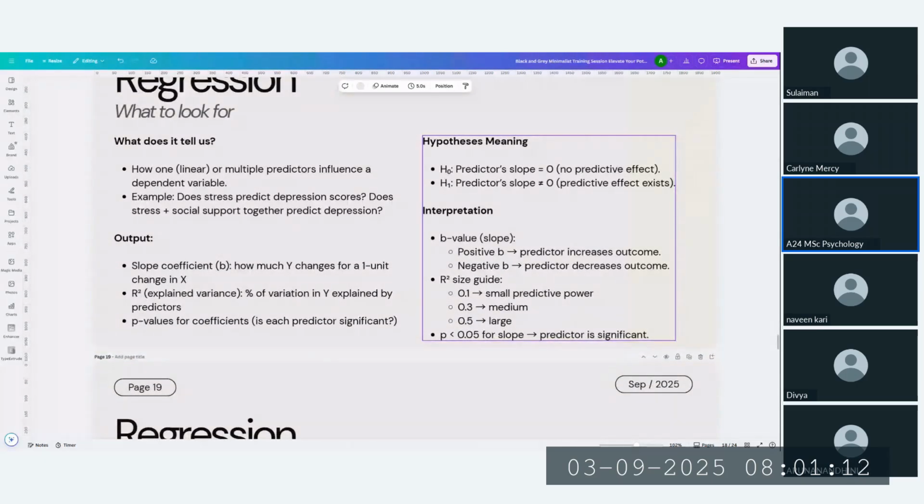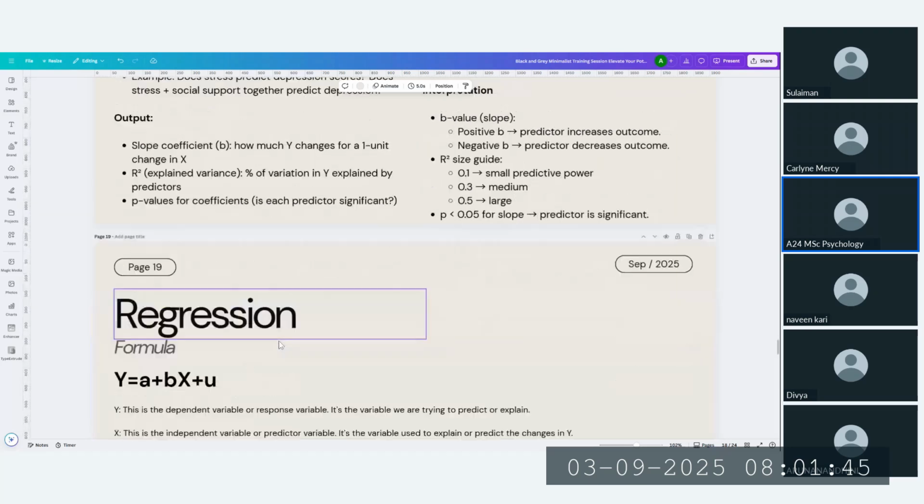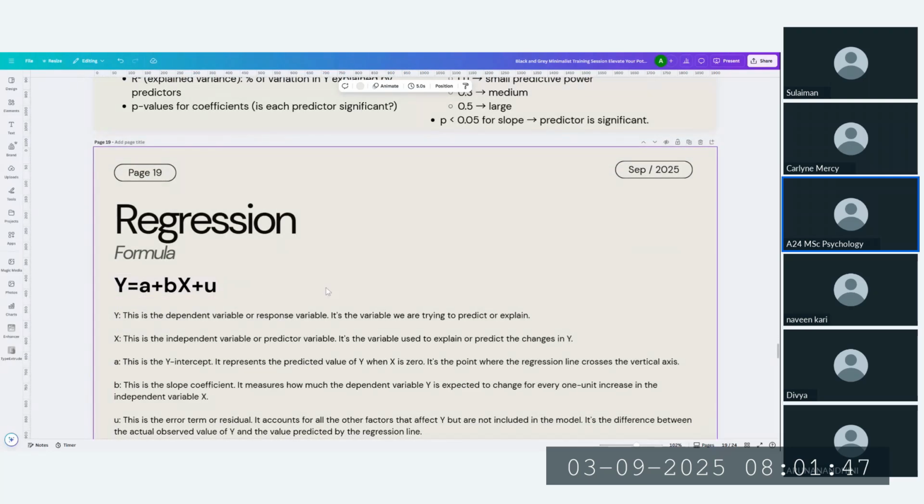Similarly, what do we look for? We are looking for how different predictors influence the main variable, the y, the dependent variable. So we are asking, how does stress predict depression scores? Do stress and social support together predict what the depression score will be? Right? So typically in a regression model, in a formula, it's a very simple formula. You'll see it here. It says y is equal to a plus bx plus u.